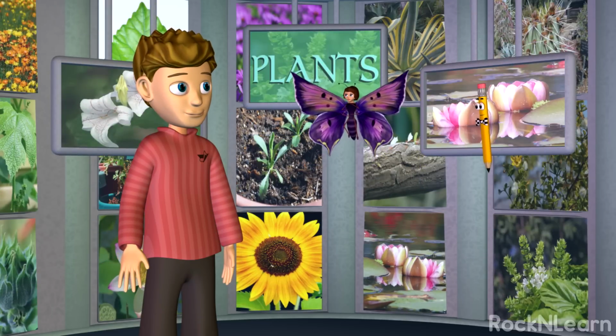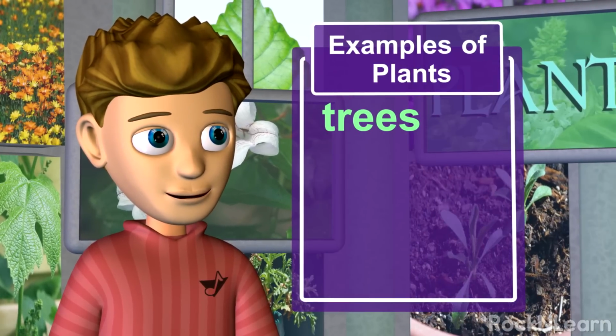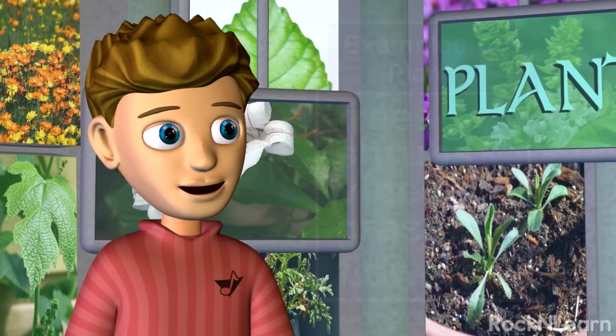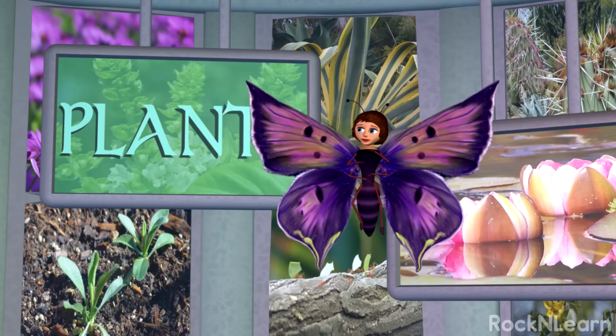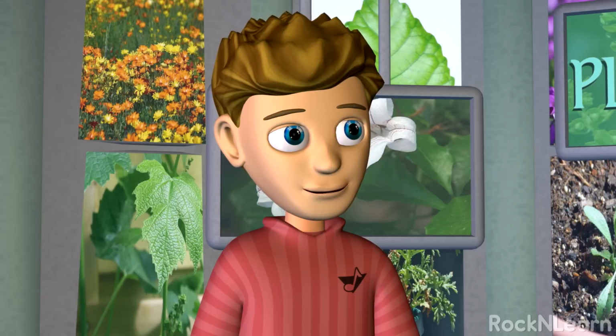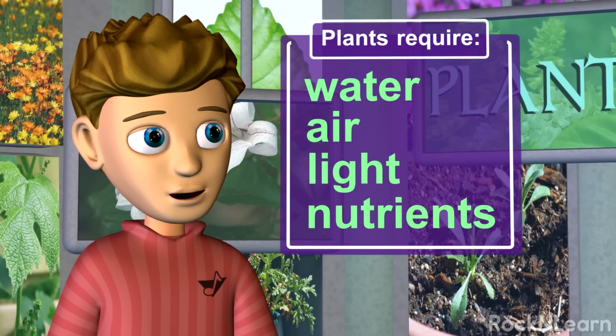Tell us what you know about plants, Kevin. Well, some examples of plants are trees, shrubs, vines, grasses, and flowering plants. And plants can produce their own food. They sure can. But do you know how plants make their food? My teacher said plants need water, air, light, and nutrients.